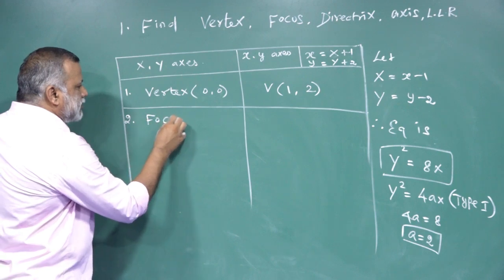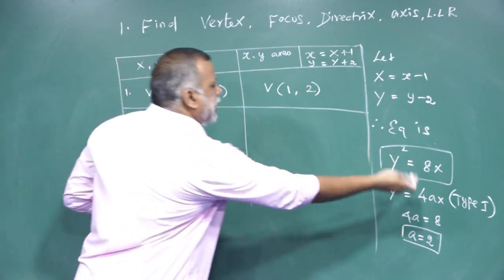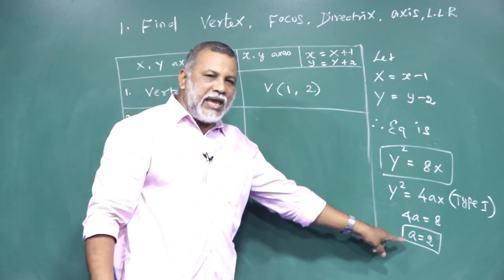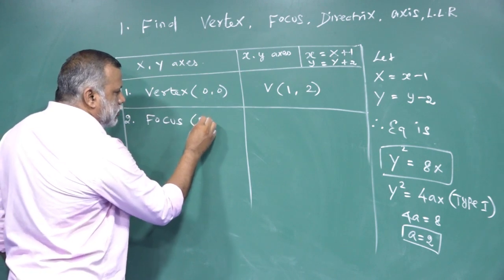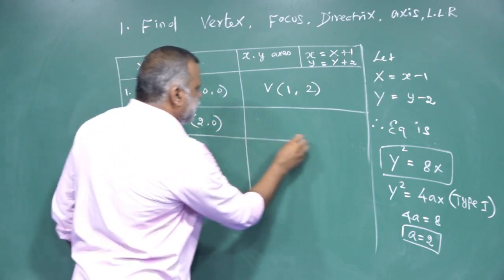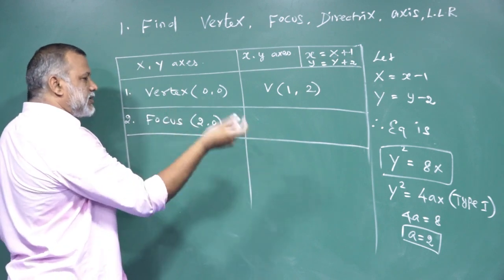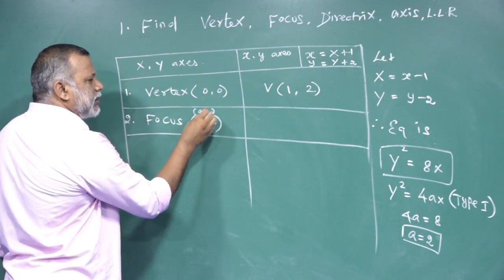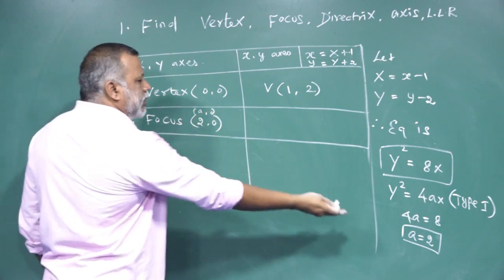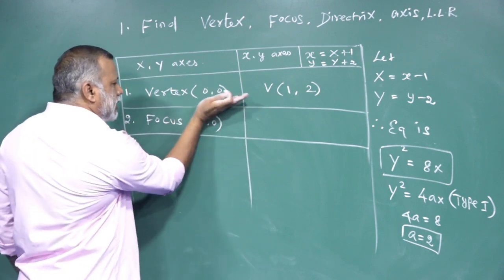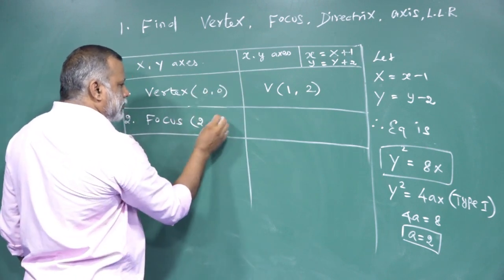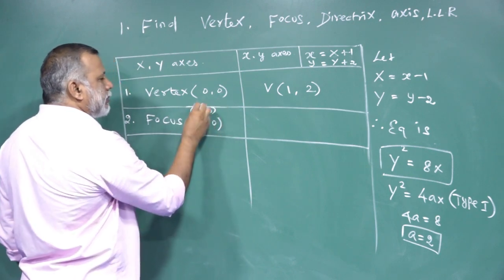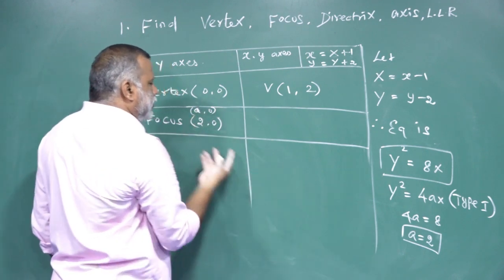Now the second result. What is the value of focus in type number 1? We already worked out that type number 1 focus is a, 0. Here the value of a is 2. Therefore, a, 0 becomes 2, 0. This is result number 2, the focus. If you want, you can write the formula a, 0 for type number 1. Instead of a, we worked out the value, 2, 0. For practice, you can write it like this: a, 0 is the type number 1 parabola focus, and instead of a, we already worked out 2, 0.